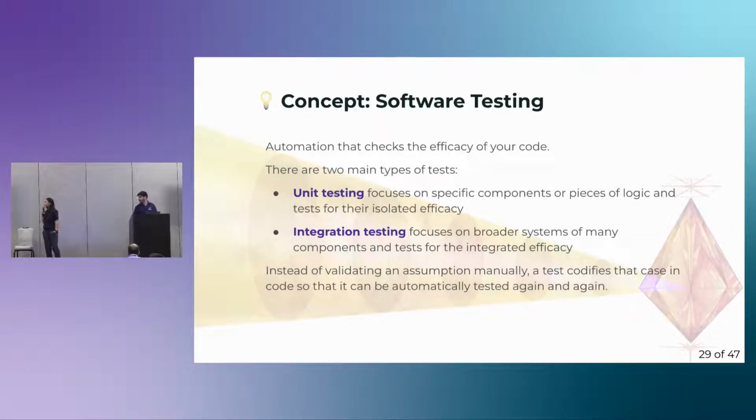And so our next concept here is software testing. What we're trying to do here is make everything automated, so we're making checks into the efficacy of our code. There are two main types of tests. Unit testing, which focuses on specific components or pieces of logic for isolated efficacy, as well as integrated testing, which focuses on broader systems, many components, tests for integrated efficacies. So instead of validating an assumption manually, we've automated this, we've codified this, so it can be tested again and again.